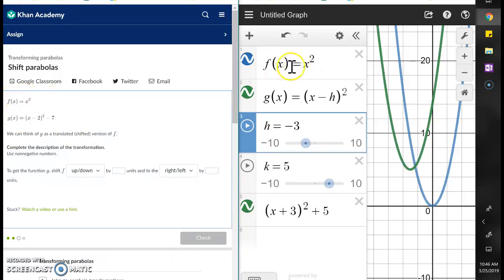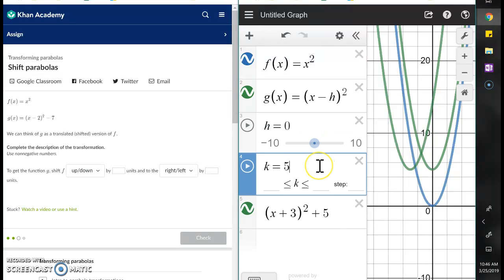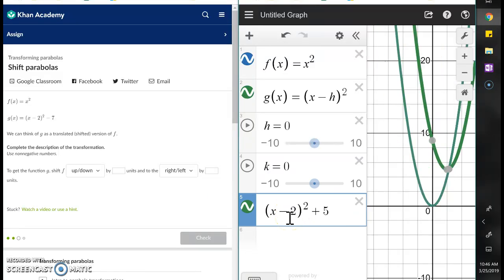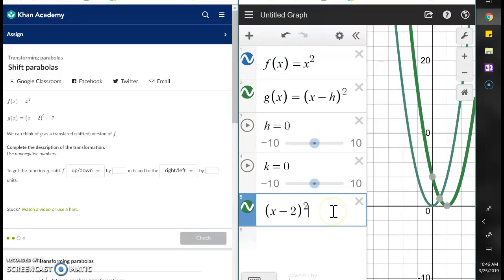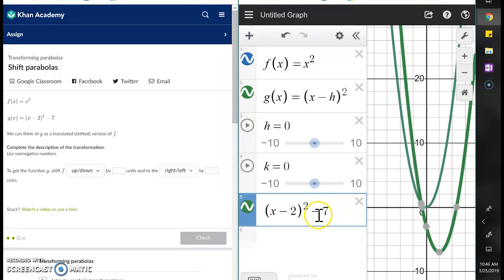Okay, we got f of x, f squared. We're going to make these 0. The equation what we want it to be is x minus 2 squared minus 7. So we want it to go down by 7.